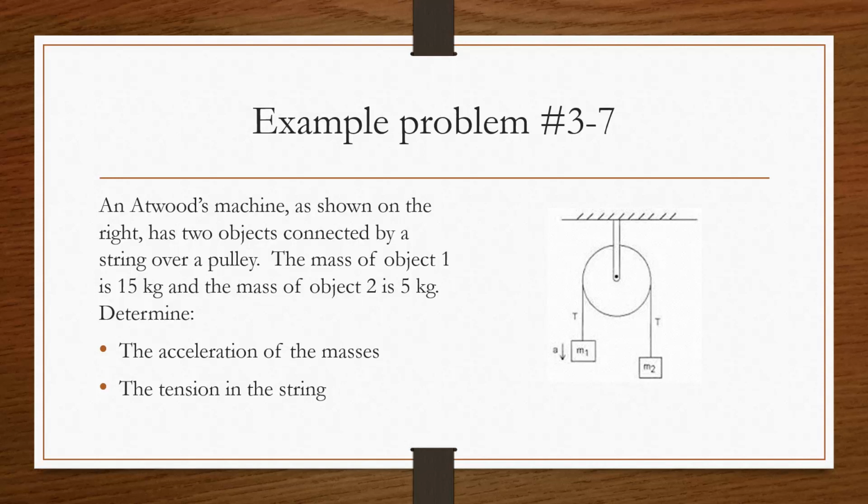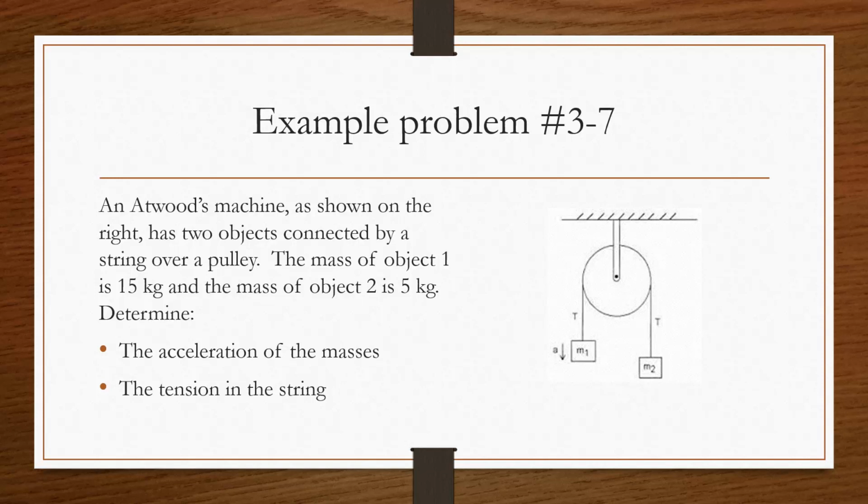Now you might say, oh well, that's easy, the tension in the string is mass times gravity, the weight of one of the blocks. But wait, which block? Is it the 15 kilogram block? Is it the 5 kilogram block? And if weight and tension are the same, how can that block accelerate?